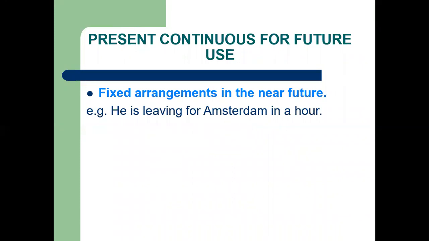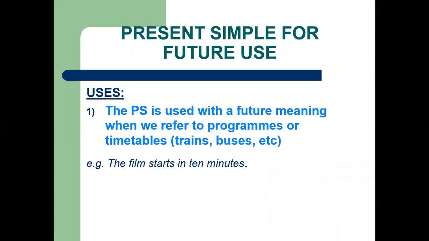Now, we can use the present continuous to express future time. This is interesting because the tense would be present continuous, but the time, yes, would be future. Fixed arrangements in the near future. He's leaving for Amsterdam in an hour. Present simple is used when we refer to programs or schedules. The film starts in 10 minutes.